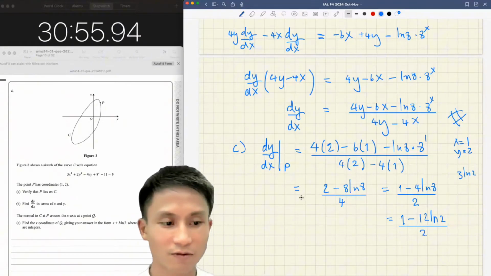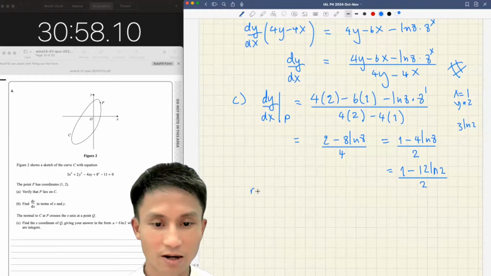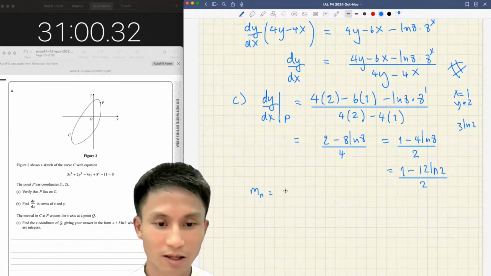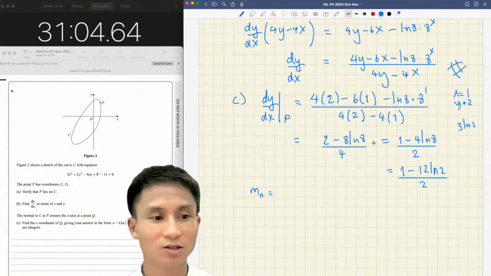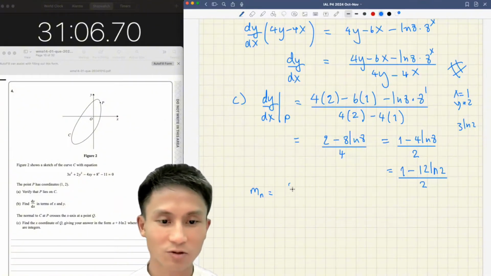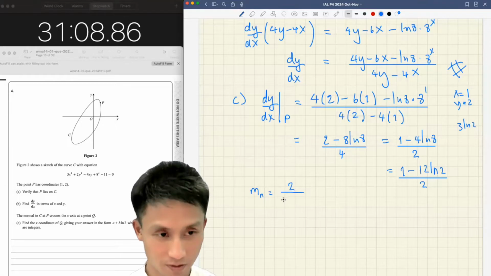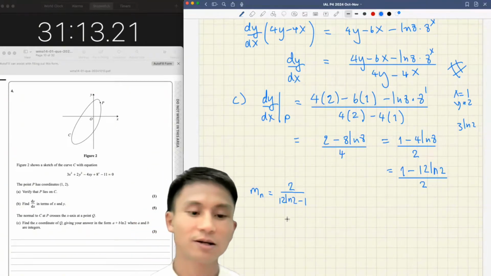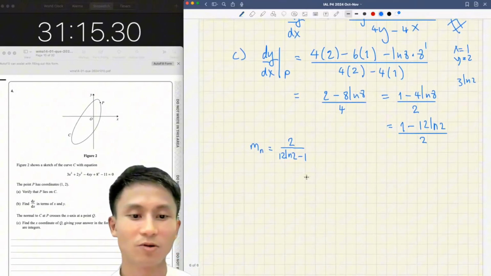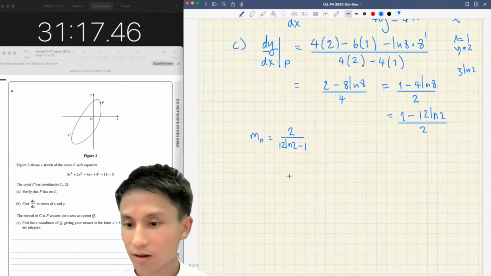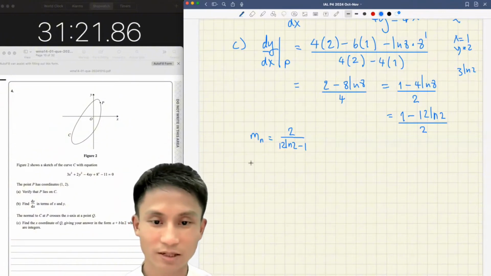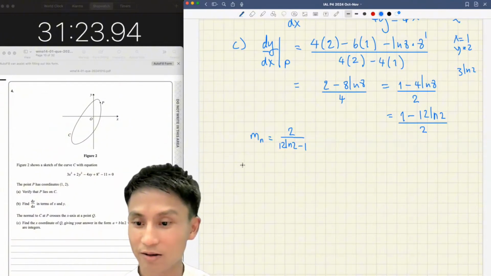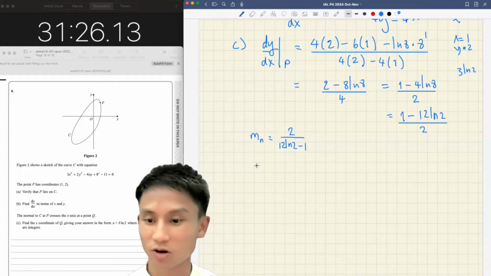That is the gradient of the tangent. So the gradient of the normal would be minus that. If we put the minus in that fraction, it's going to swap the top and the bottom, so that would be 12 ln 2 minus 1. So that's the gradient of the normal. Now we have the gradient of the normal, are we ready to find the normal? Yes, because we already know the normal passes through point P.